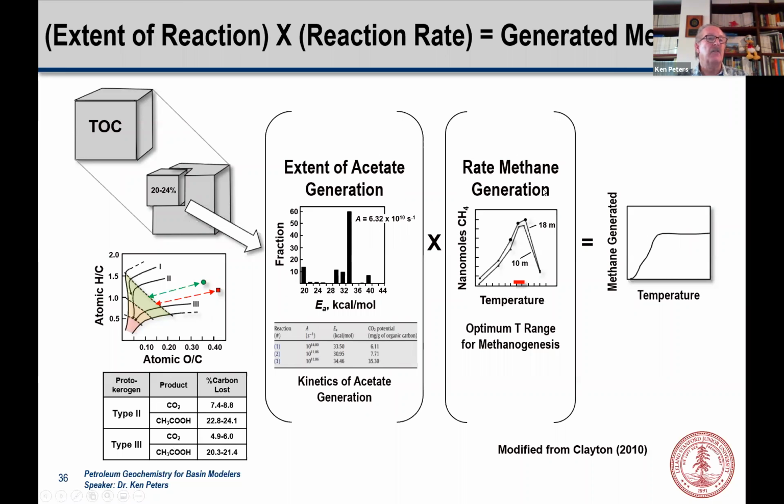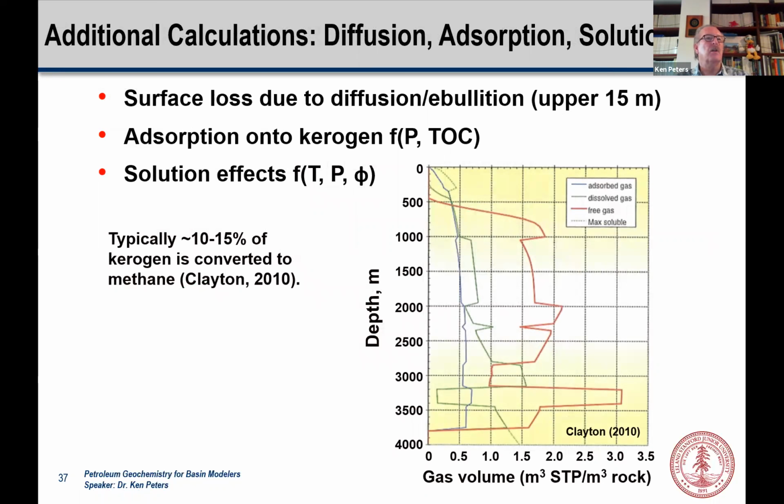And then for the rate of methane generation, he's using those optimal temperatures from the experiments that he measured in those sediments, 10 and 18 meters. And by combining those, he can get methane generated versus temperature. And of course, there are some additional steps here. Many software packages already approach these steps: surface losses due to diffusion, absorption onto the kerogen, solution effects. You can make calculations. Here's some data by Clayton, calculations versus depth. So he's coming to the conclusion that typically about 10 to 15% of the kerogen is converted to methane, not 100%, just some fraction of it, which we would call labile.